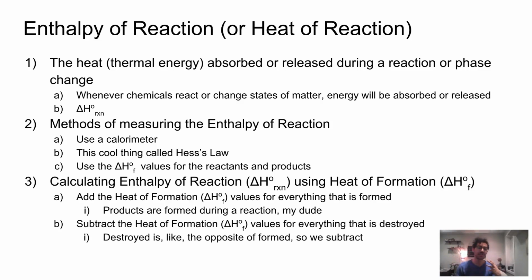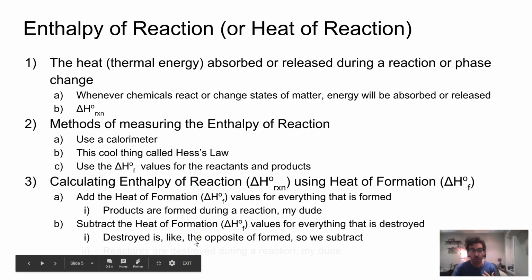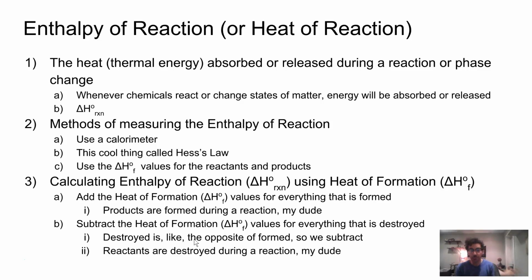because destroyed is the opposite of formed. So if something is destroyed, we're going to take away that heat of formation. We add up the heat of formation for things that were formed. We subtract for things that are destroyed. During a reaction, the reactants are destroyed to make those products. So we do need to account for the coefficients in our balanced chemical equations.